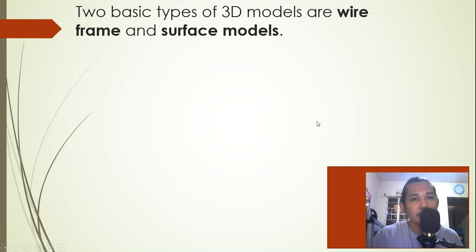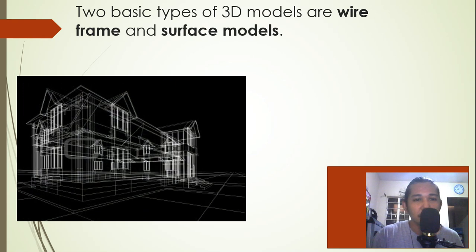Two basic types of 3D models. We have two basic types. The first one is what we call the wireframe model. Bakit kaya tinawag siyang wireframe model? Think about it. Look at the picture. Okay, very good. The wireframe model means, guys, na ang nakikita lang natin is yung visible edges lang niya.